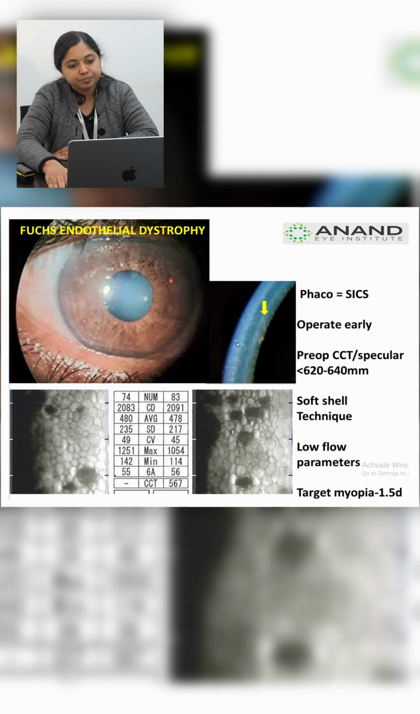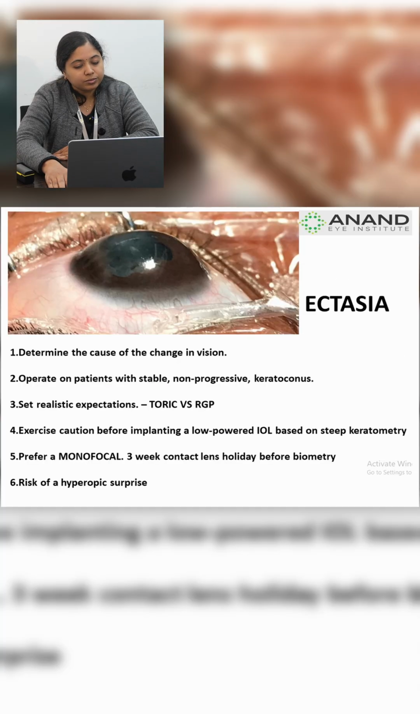in case the eye would need an endothelial transplant later. In case of an ongoing ectasia or a background of corneal ectasia, you always determine what is the cause of change in the vision loss.